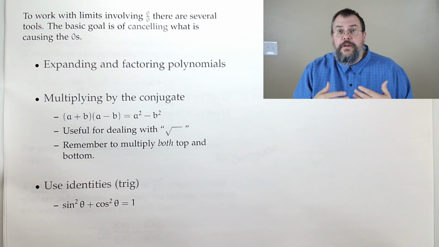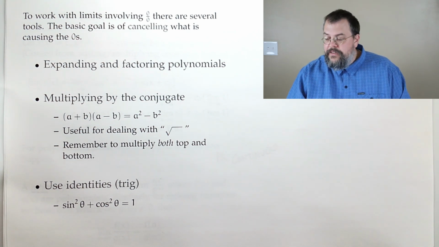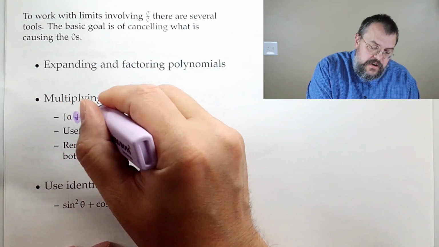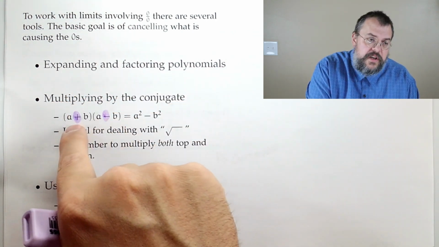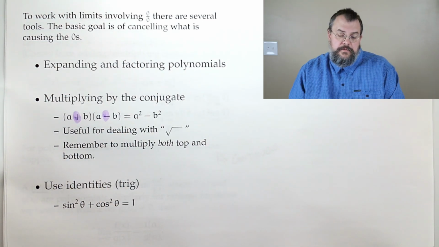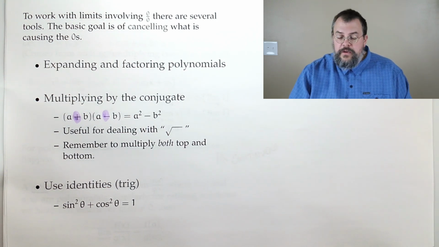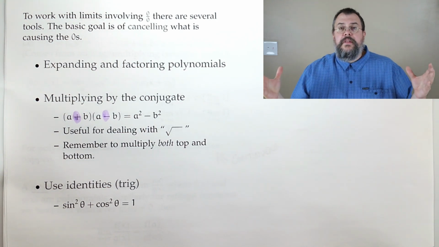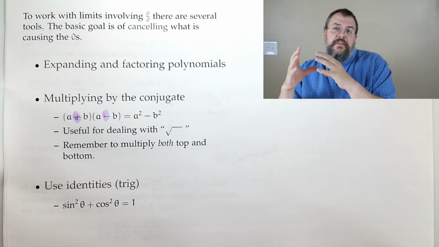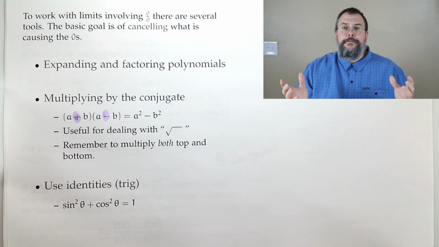There's another tool we have, which is called multiplying by the conjugate. Now, conjugate is a fancy way of saying multiply by changing the sign. So a plus b, a minus b. The conjugate says I'm flipping the sign, so positive to negative. Now, why do we like that? Well, the reason we like that is I can take something that maybe looks like a minus b, and I can make it something that looks like a squared minus b squared. Well, why is that helpful?